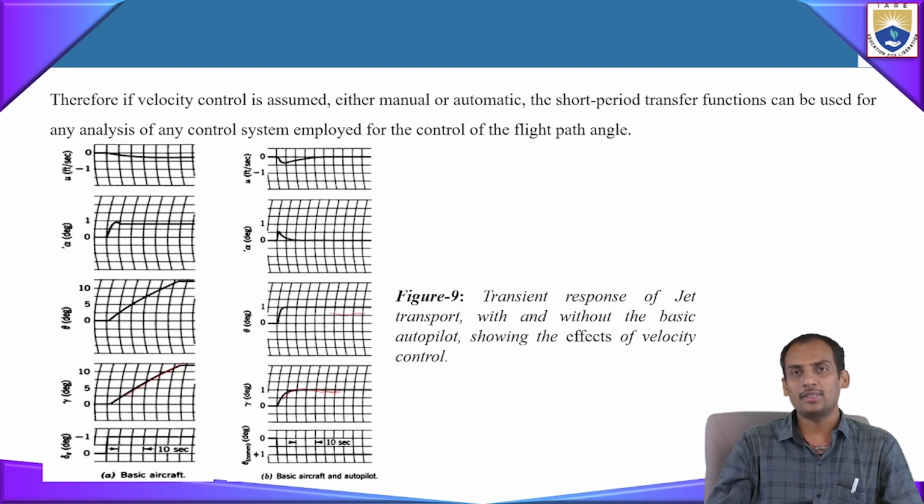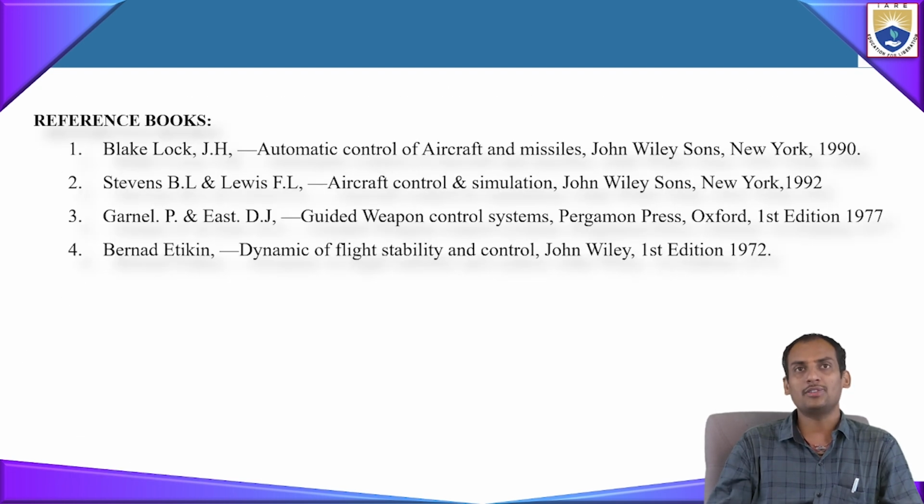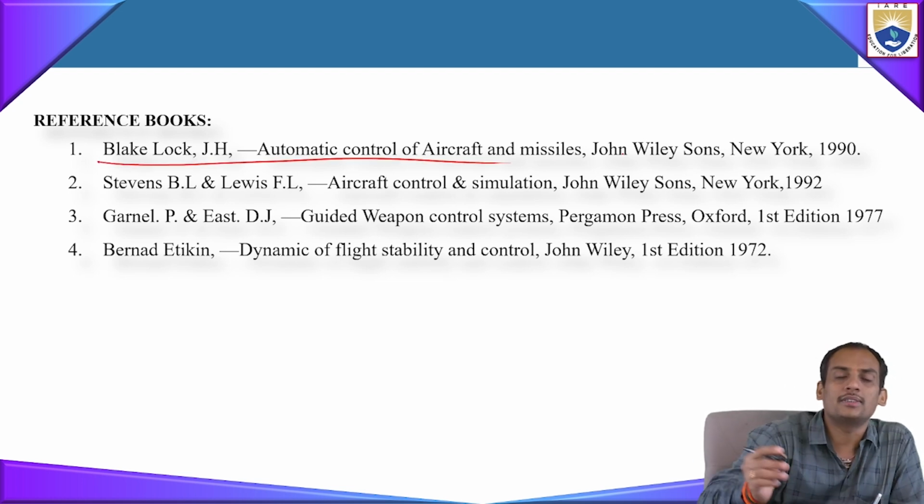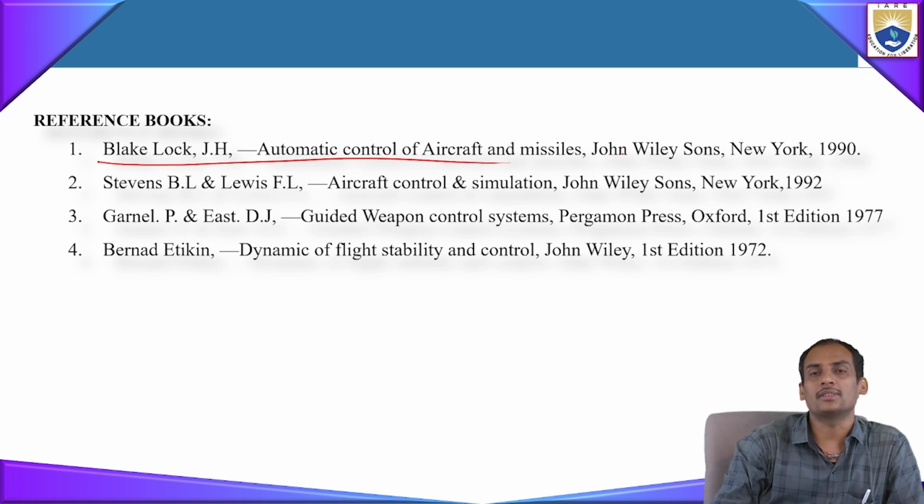So this is all about the glide slope coupler approximation and the autopilot system designed for glide slope control that we have seen here. If you have any doubt or need further clarification, you can refer to the book Automatic Control of Aircraft and Missiles by Blakelock.